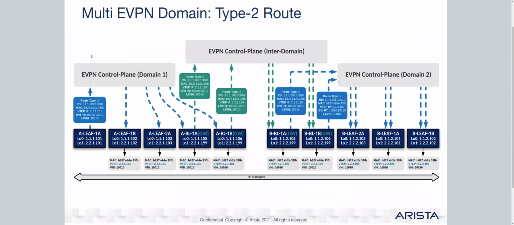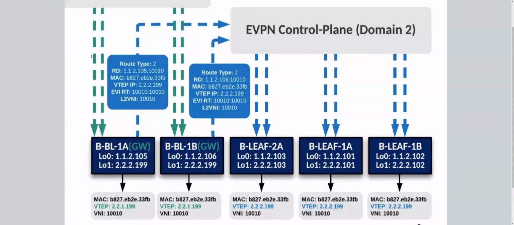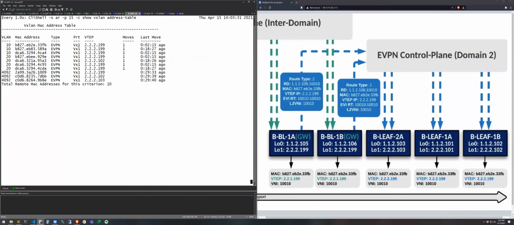Finally, these guys will re-originate that route as a type 2 into their local domain, which results in the VTEPs in domain 2 saying, to reach this MAC address, I just need to go through VTEP 222.199, which is exactly what we saw over on bleaf 2a. So this goes back to that hierarchy and scope. The gateway is acting as a bit of a demarcation point between different domains.